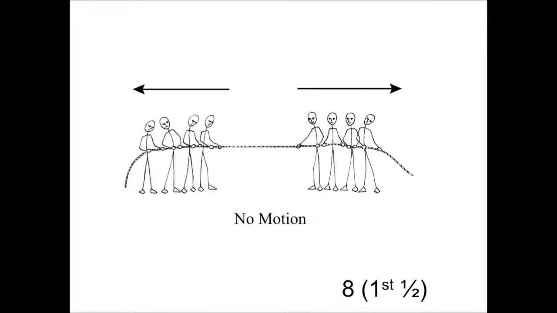And you should have come up with something like this. You have four individuals on each side. They're both pulling. Because it's balanced, there is no motion. It's equal.